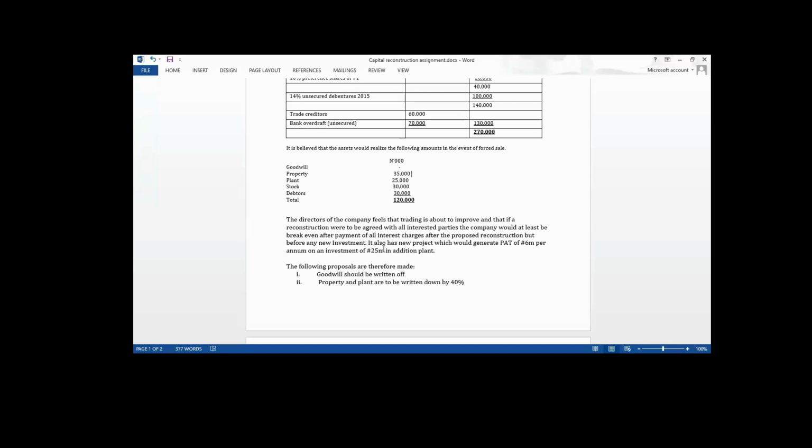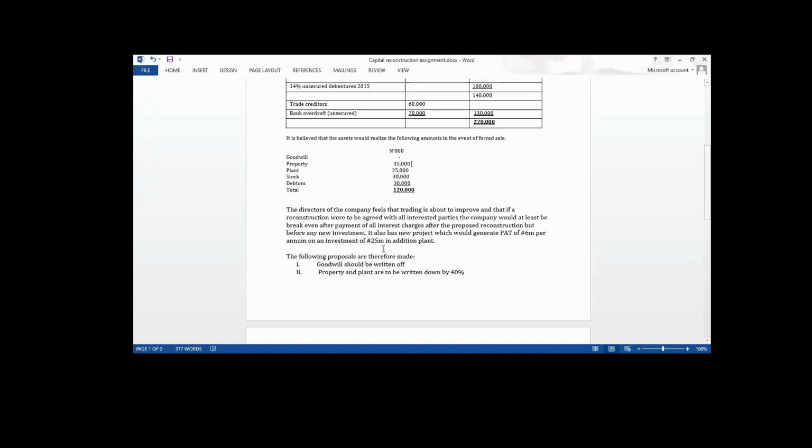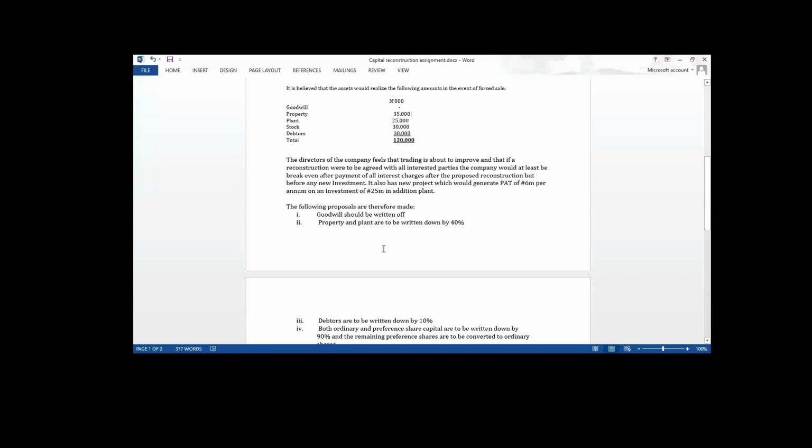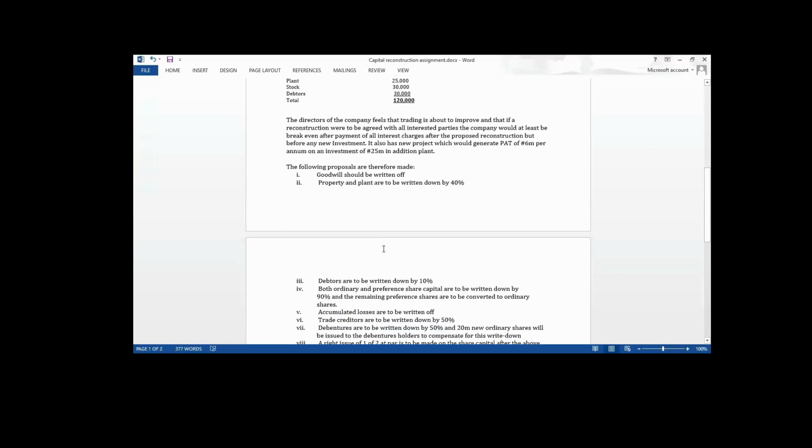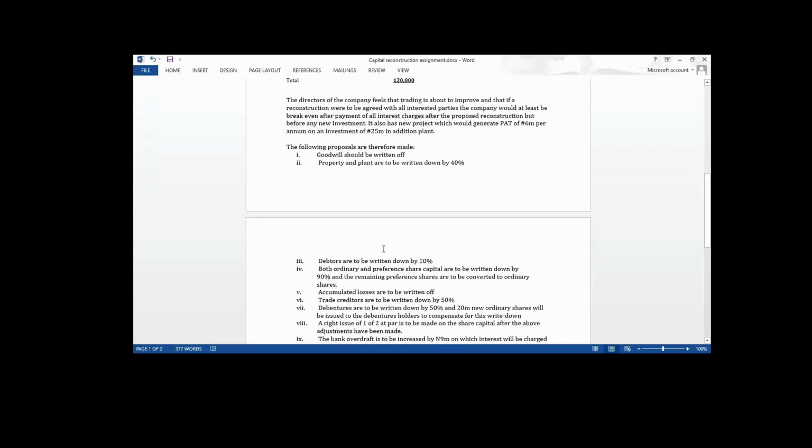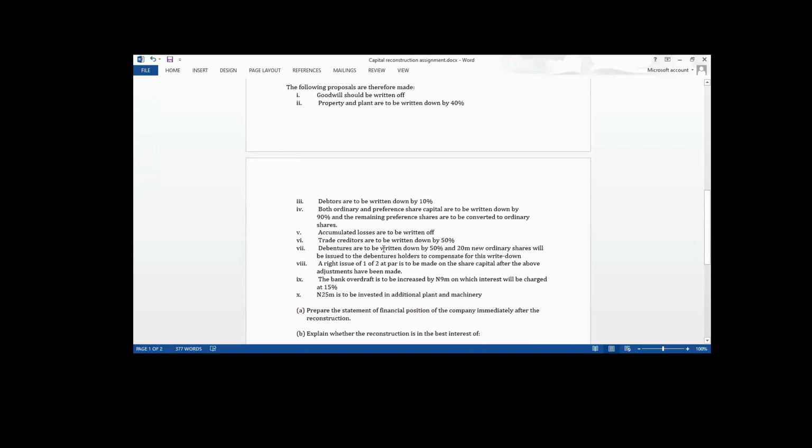The following proposals are therefore made. Goodwill should be written off. Property plants are to be written down by 40. Debtors to be written down by 36, by 10%. Both ordinary and preference shareholders to be written down by 90%. And the remaining preference shares are to be converted to ordinary shares.